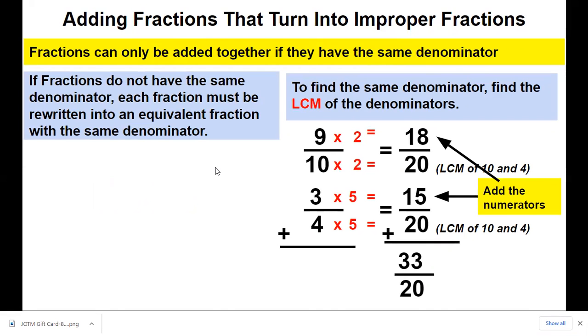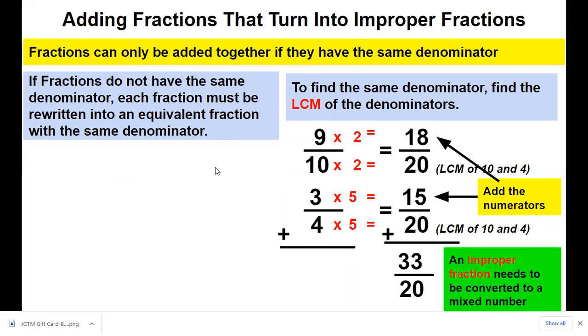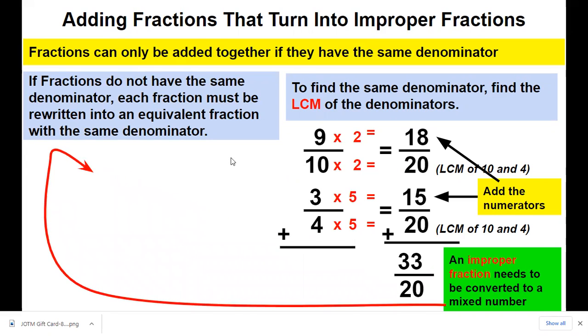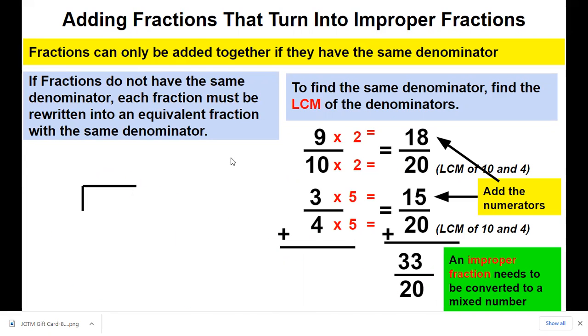I have an improper fraction because 33 is bigger than 20. So I have to use my division skills, make a little division house. 33 goes on the inside and 20 goes on the outside. And now I divide. How many 20s go into 33? Well, just one without going over, right? If I tried to put 2 up there, I would have 40, and that'd be over. So only one. So 20 times 1 is 20. 33 minus 20 is 13.